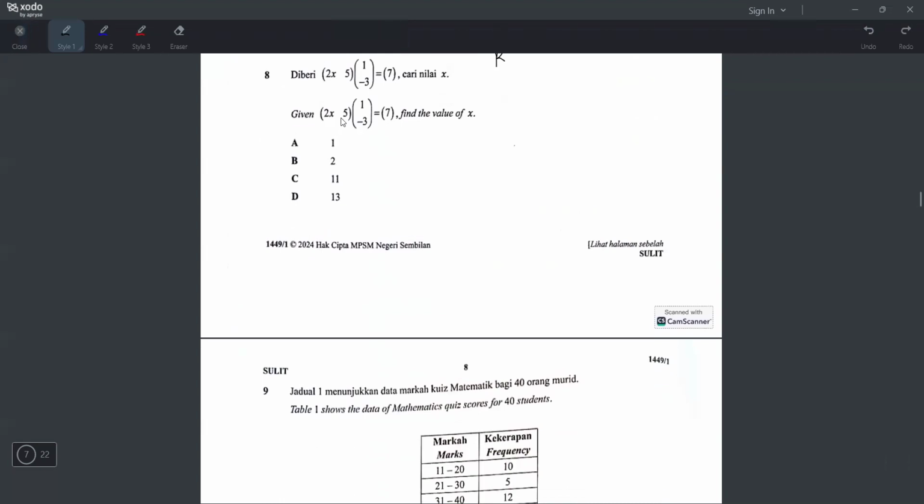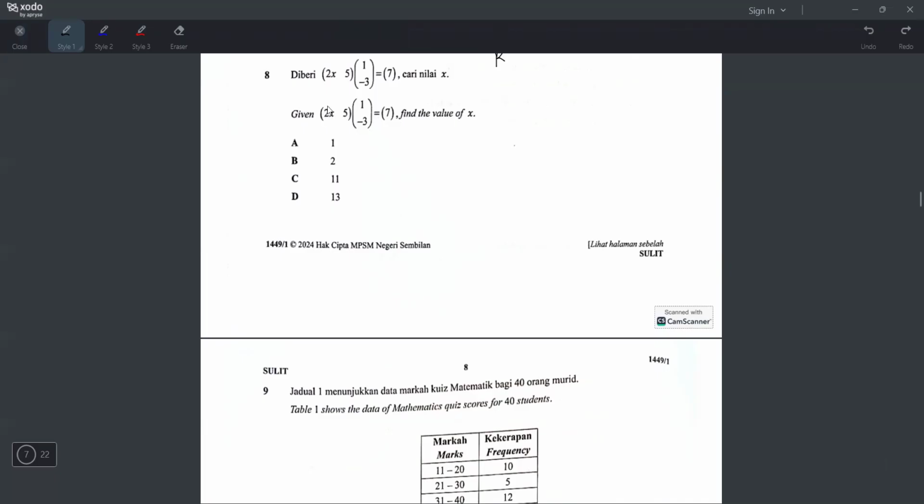Okay, number 8 is a matrix question. They say 2x 5, 1 negative 3 equals 7, find value of x. Okay, this one, if there's nothing in the middle here, means you have to times, right? And when you take matrix times matrix, you have to write down the order.